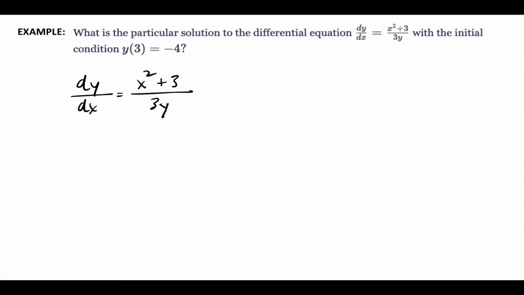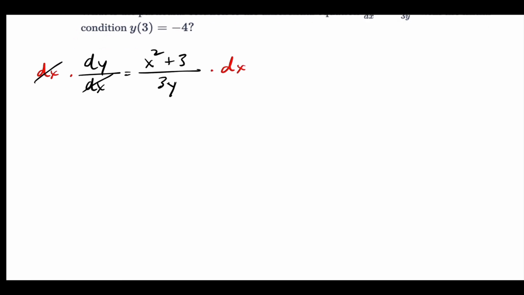Okay. Well, I'm going to do the same thing I did for the last one. I'm going to multiply both sides by dx. I get rid of the x here. So I get dy equals x squared plus 3 over 3y dx.